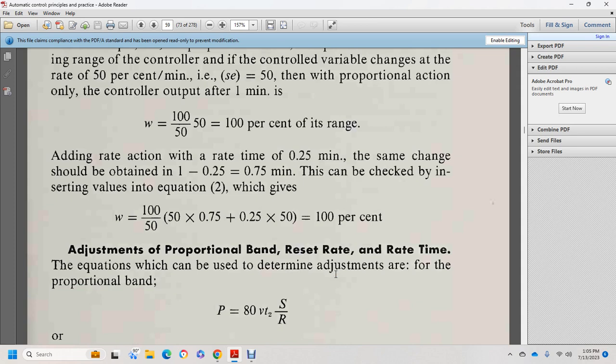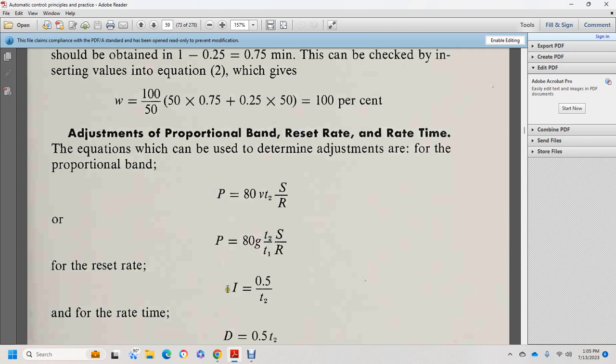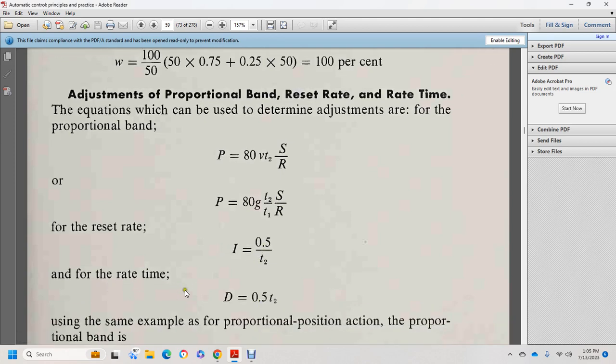Alright, the adjustment of proportional band, reset rate and rate time equations can be used to determine the adjustment rates for the proportional time. Proportional band is equal to 80 over the gain, times dead time times stroke time over the range, or 80 over the gain over the dead time, times stroke over the range. Reset rate is equal to the reset rate factor of 0.5 over the dead time. The rate time is equal to 0.5 times the dead time.